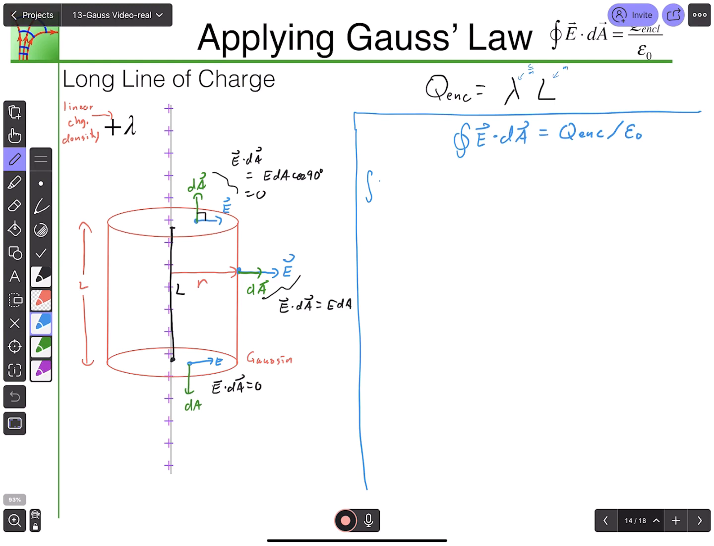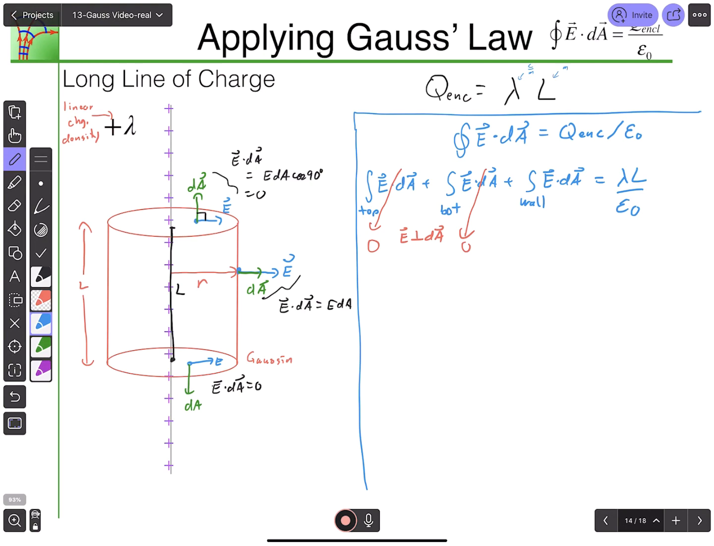So I'm going to do the integral of the electric field dot dA for the top circle, plus the integral of E dot dA for the bottom, plus the integral of E dot dA for the wall. And that's going to be equal to Q enclosed, which is lambda L over epsilon naught. And as we saw, the top is 0 and the bottom is 0, because in both cases the electric field is perpendicular to the area vector, which means the dot product is 0. And so we're just left with the electric field due to the wall.